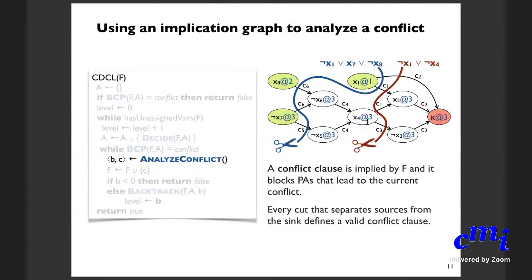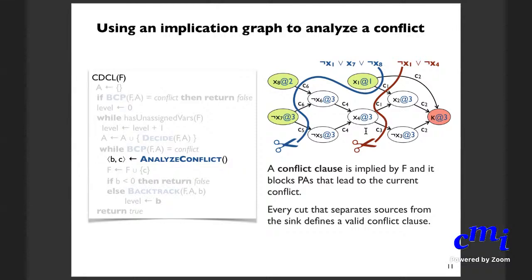Okay, so X4 is certainly a unique implication point. X7, of course, the source, that is the decision that is made at the current level, is always going to be a unique implication point. So the two conflict clauses which have unique implication points are: not of X1 and not of X4, that is one, or your negation of the original decision, not of X1, not of X8 or X7.